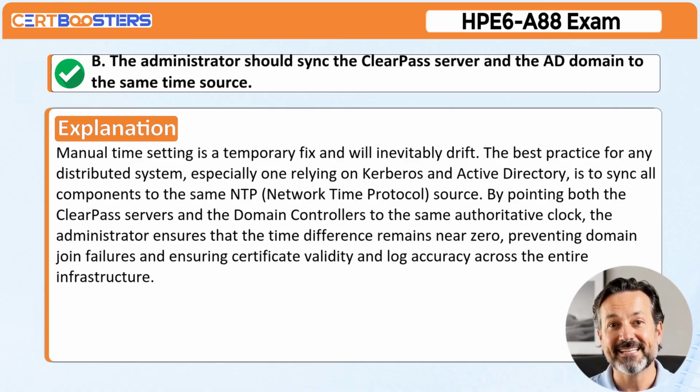The administrator should sync the ClearPass server and the AD domain to the same time source. Explanation. Manual time setting is a temporary fix and will inevitably drift. The best practice for any distributed system, especially one relying on Kerberos and Active Directory, is to sync all components to the same NTP, Network Time Protocol, source. By pointing both the ClearPass servers and the domain controllers to the same authoritative clock, the administrator ensures that the time difference remains near zero, preventing domain join failures and ensuring certificate validity and log accuracy across the entire infrastructure.